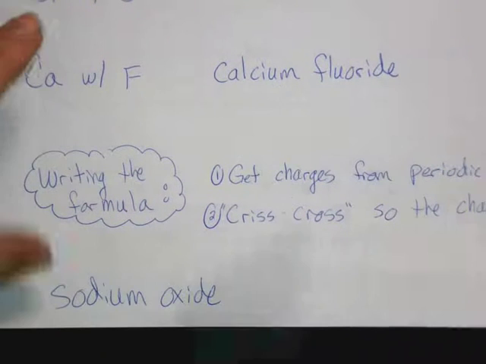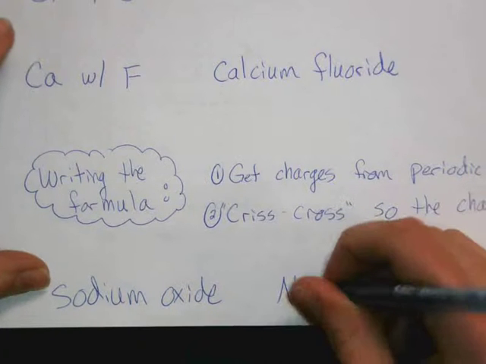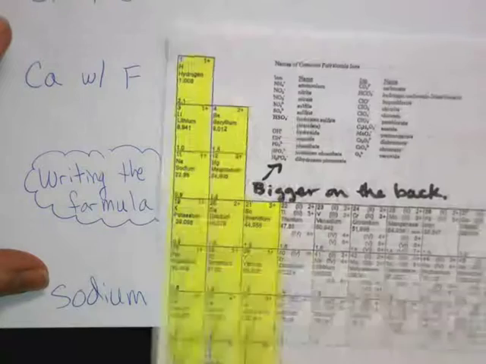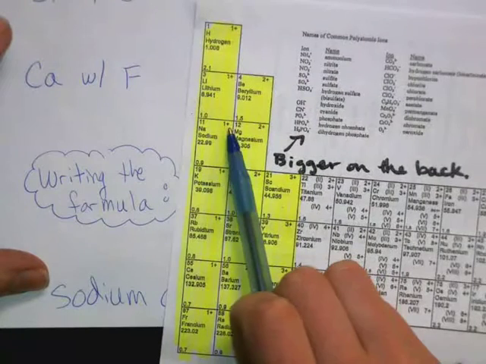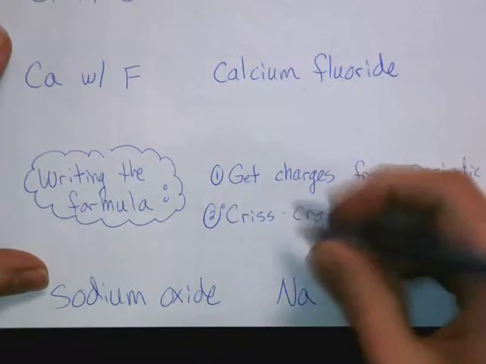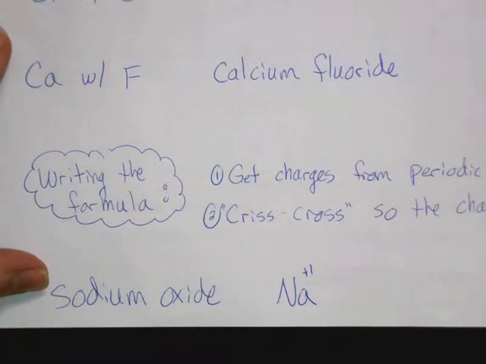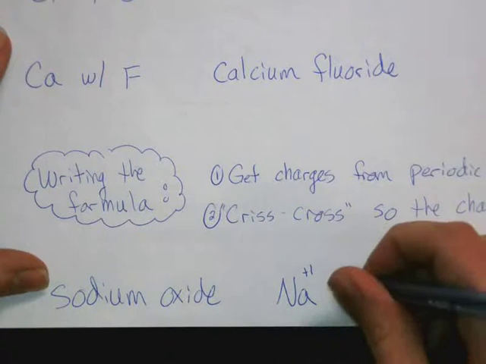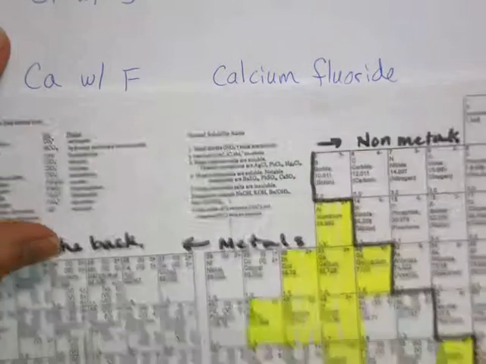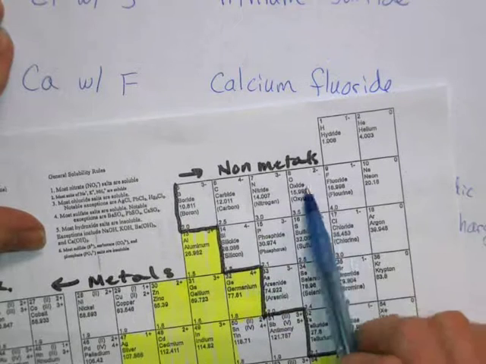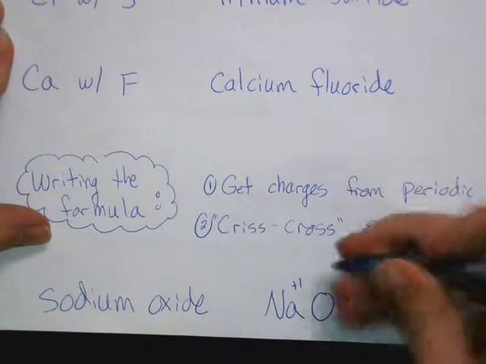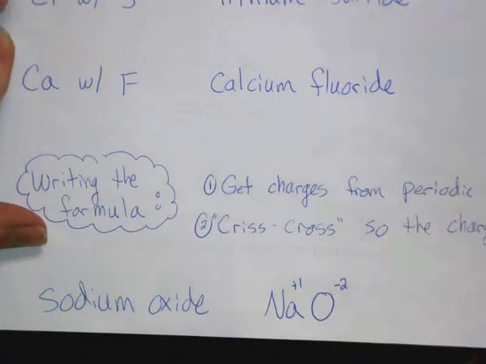So, sodium oxide, well, sodium is Na. If I look on the periodic table, I find sodium. It has a charge of +1 in the top right corner. So I'm going to say sodium +1. And then oxygen, oxide is oxygen, so O. And if I find oxide or oxygen over here, it has a -2 in the top right corner. So I'm going to put a -2.